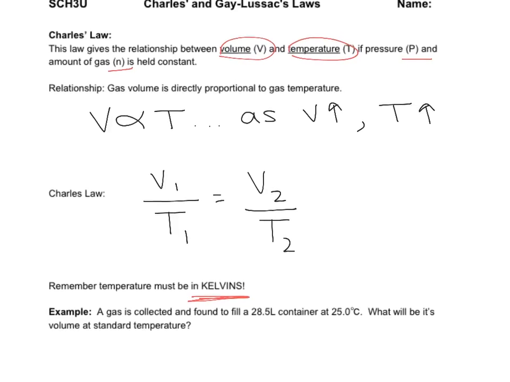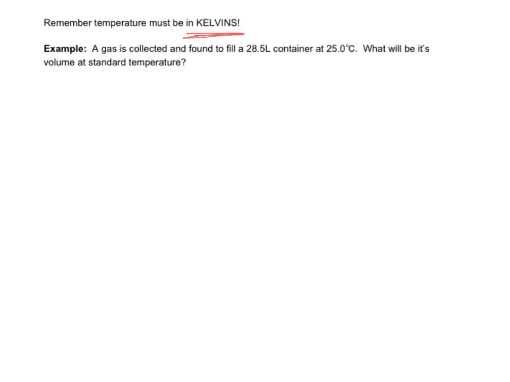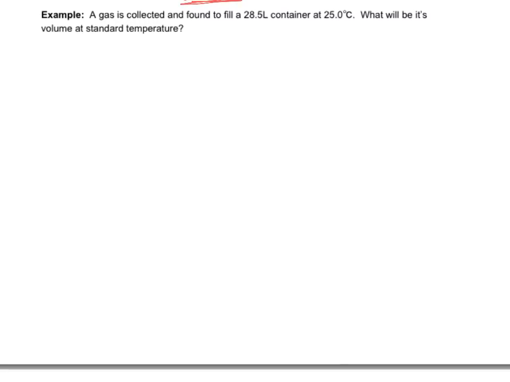So let's look at this in an example. A gas is collected and found to fill a 28.5 liter container at 25 degrees Celsius. What will be its volume at standard temperature? Again, just like we did for Boyle's law, I want you to outline all of the variables and the given information that we have in this question. Because we're dealing with volume and temperature, we are using Charles, and we need to figure out V1 and T1, as well as my V2 and T2. We can fill that out now.